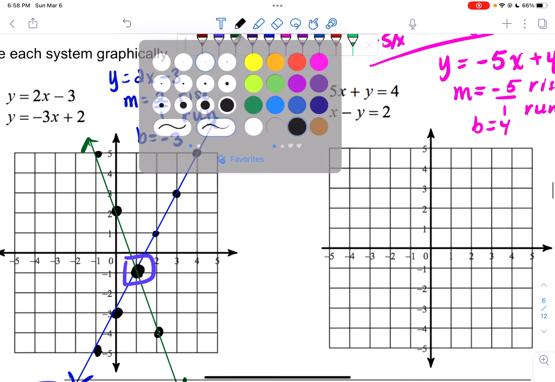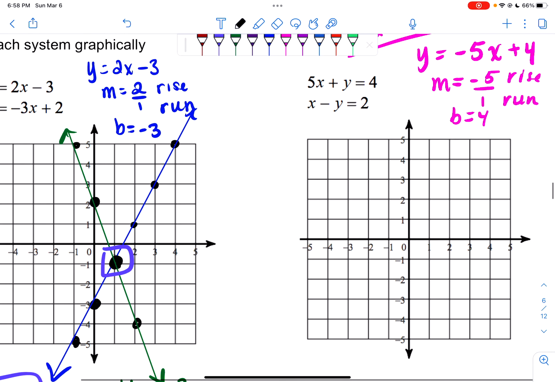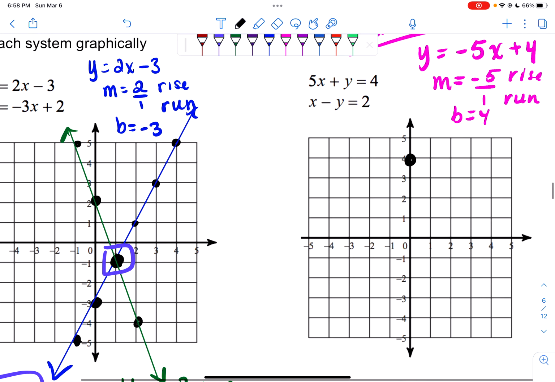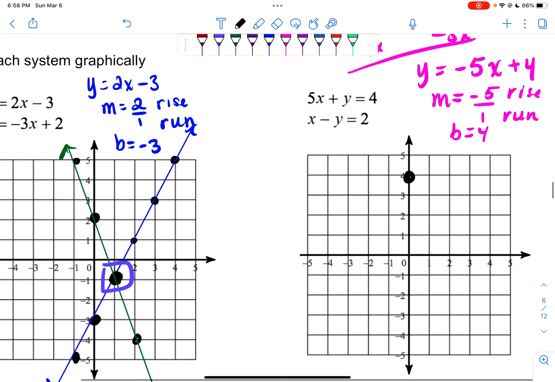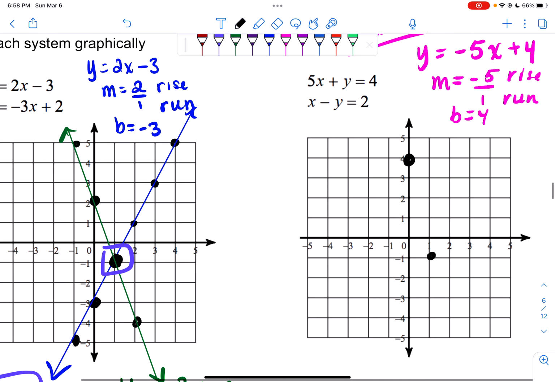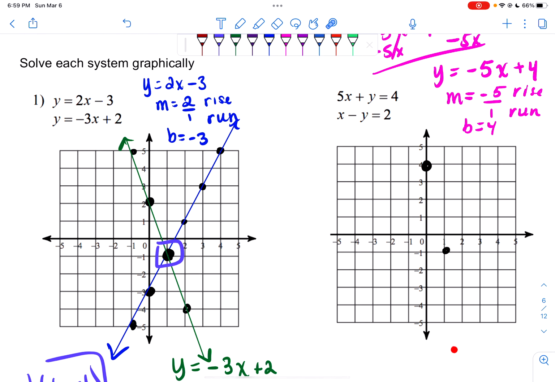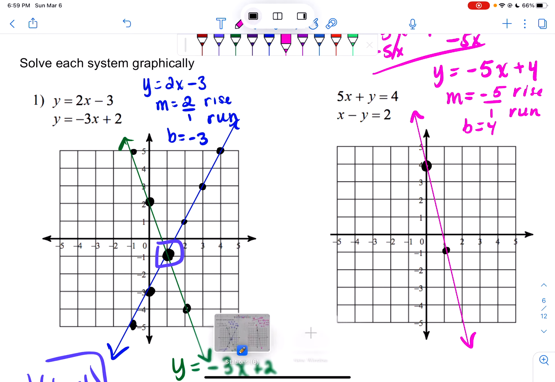So I plot these nice points, and I go down 5 over 1. And then I run out of room, because if I go down 5, I end up off my grid. So I draw a line going through those two points. And that's my line. My next equation is x minus y equals 2.